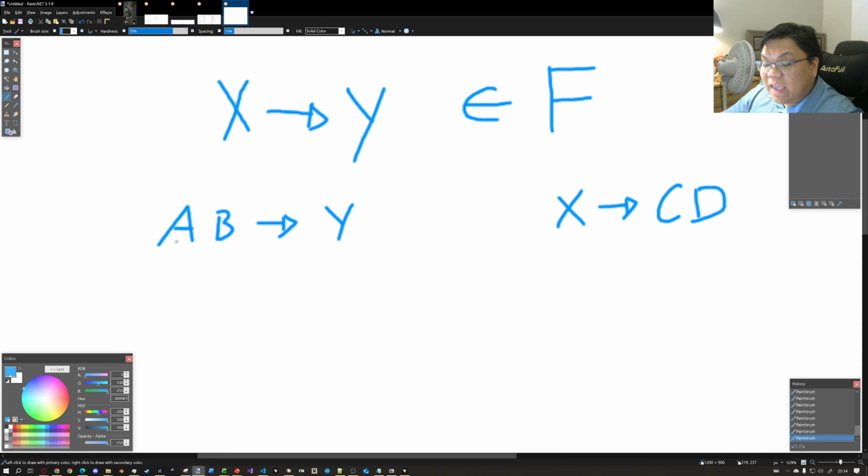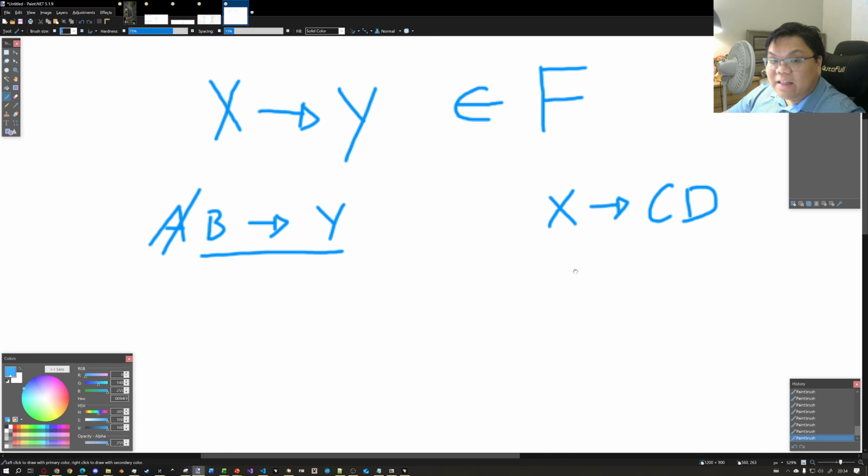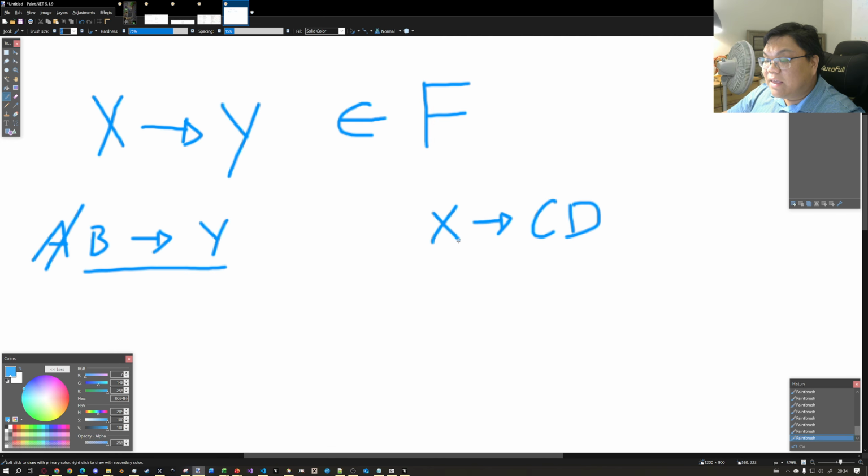So if A is extraneous, then we should be able to remove it and have the remaining functional dependency B determines Y and everything else in F. This and everything else should be enough for us to infer that AB determines Y. That's the left-hand version. The right-hand version is this. If X determines CD and C is extraneous, we can remove it and then have the rest of the functional dependency X determines D, and everything else in F, that should be enough for us to infer that X determines CD.